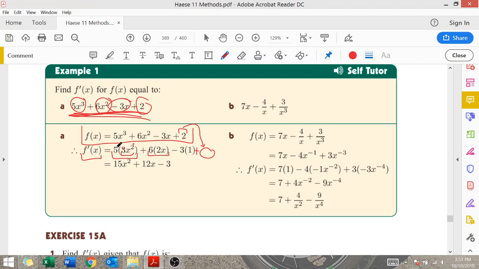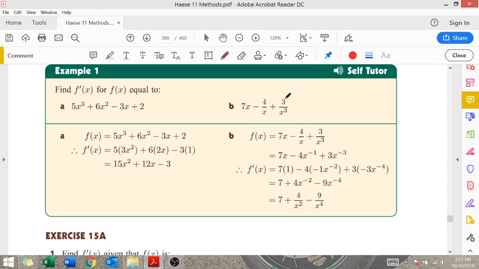And we can simplify that. 5 times 3 gives us the 15. 6 times 2 gives us the 12. Take 3, so negative 3 times by 1 gives us a negative 3. Don't forget about negative signs. Don't forget those ones there. And that's all for part A.